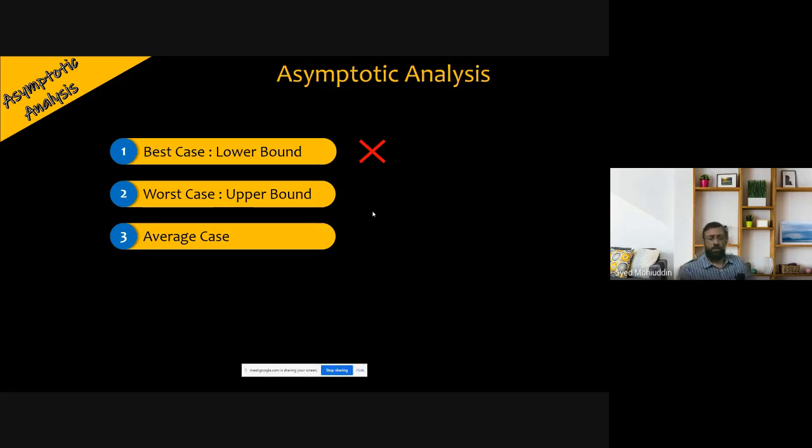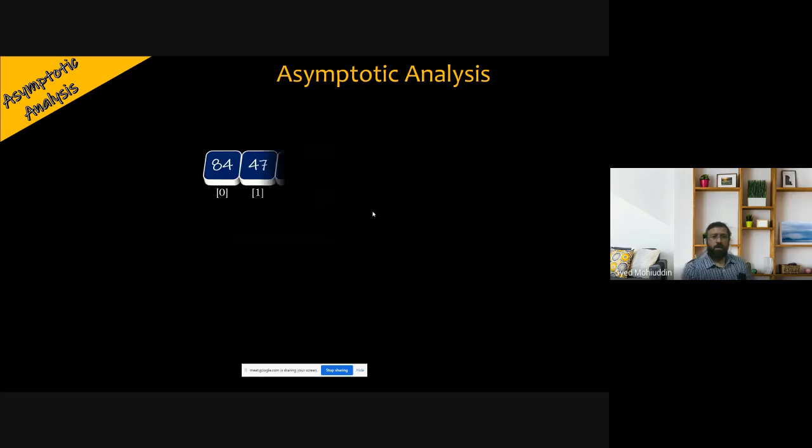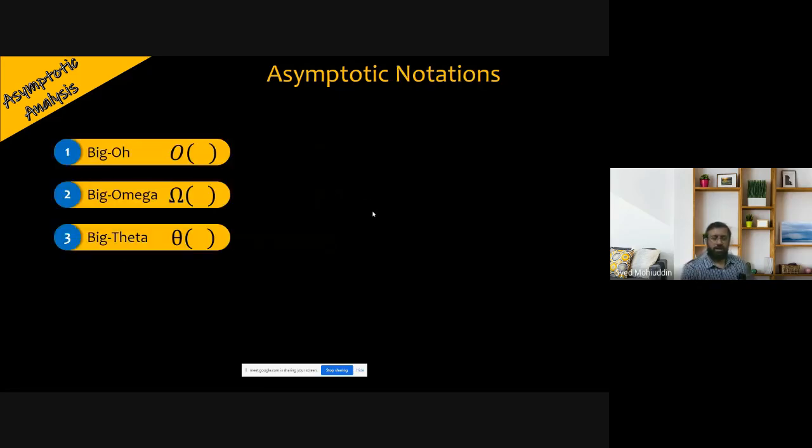We are bothered about the upper bound, or how the algorithm performs in the worst case. Because if it can perform in the worst case, then obviously it can perform in the best case. So we are bothered about the worst case performance of an algorithm, that is, the upper bound of the algorithm. Now this is the example we have already seen.